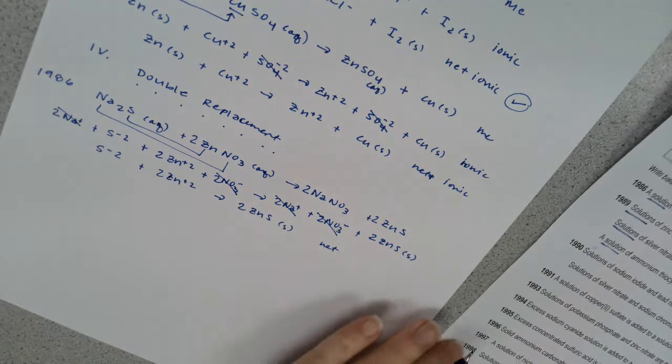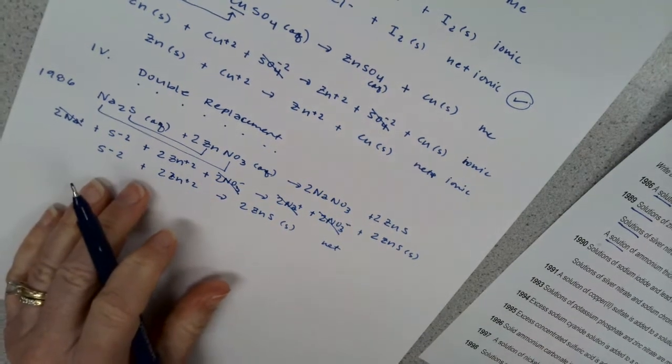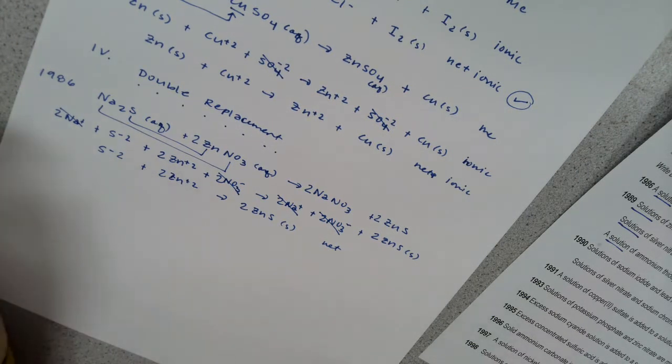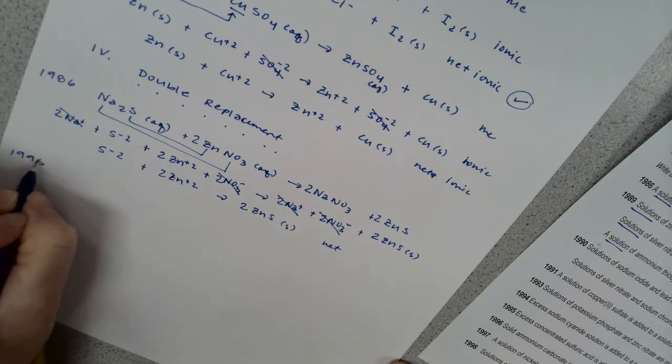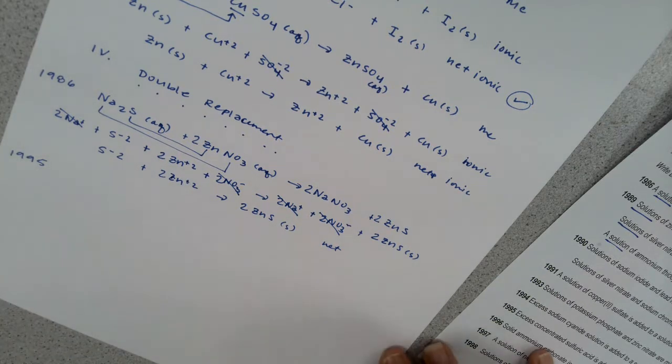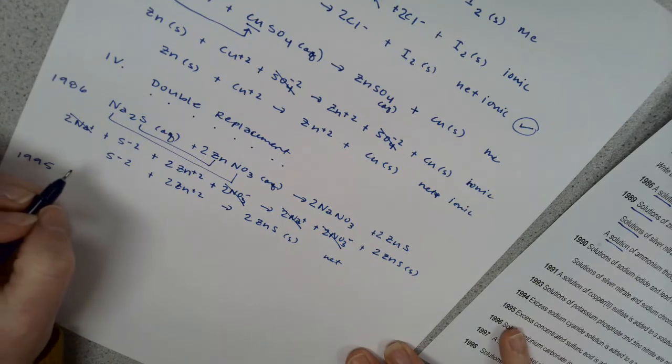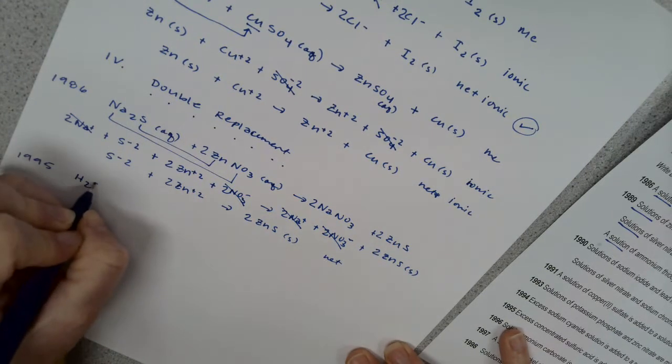Okay, all right, let's try another one and see what they do here. Let's do 1995. It says excess concentrated sulfuric acid is added to solid calcium phosphate. All right, so concentrated sulfuric acid, so H2SO4.